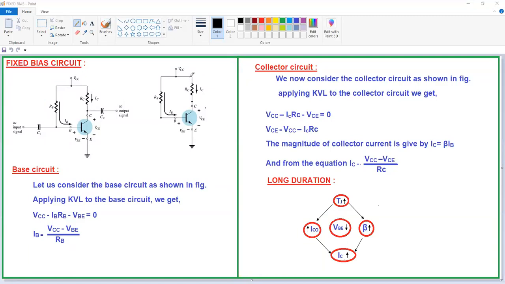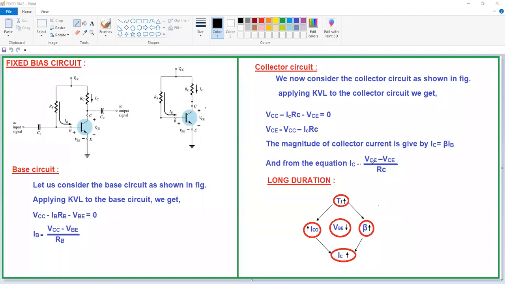After that, I am going to apply the KVL to the output circuit, that is the collector circuit, this side. Now VCC is a voltage rise, whereas across this resistor there is a voltage drop, and across this transistor a voltage drop. Now it becomes VCC minus IC RC minus VCE is equal to 0. From this equation, I can write the output voltage equation, VCE as VCC minus IC into RC only. From this equation, I am writing the equation for collector current: IC is given by VCC minus VCE by RC.